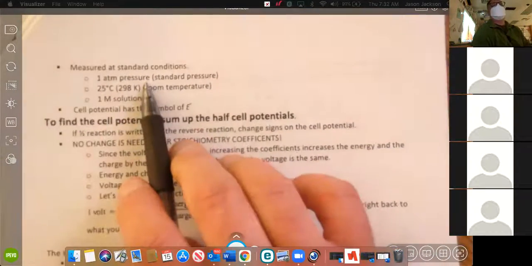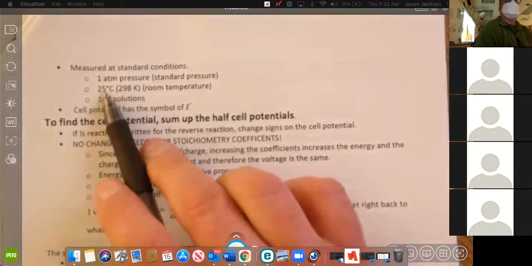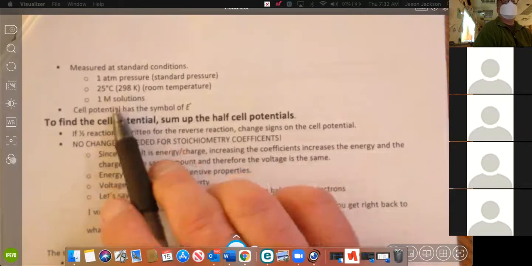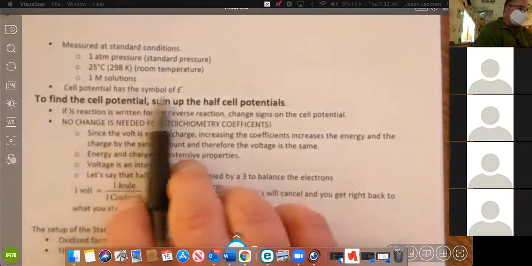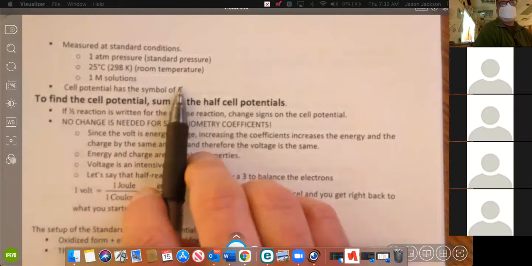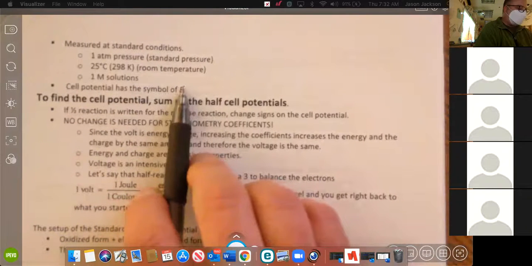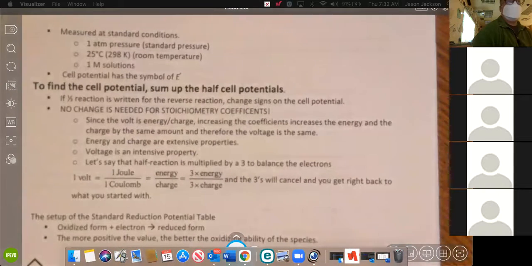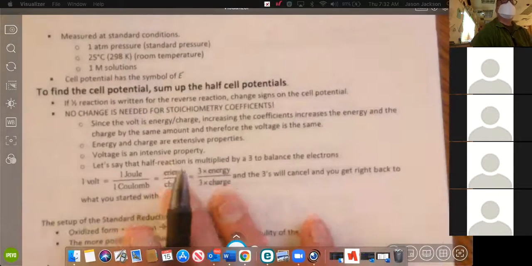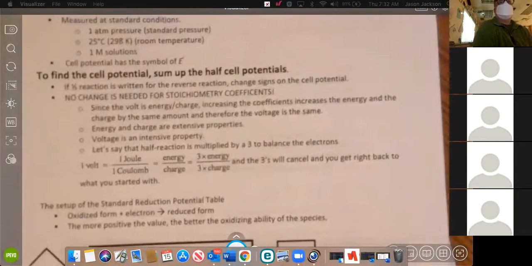Standard conditions are what we are used to: 1 atmosphere pressure, room temperature, and 1 molar solutions. The cell potential has a symbol of E null, that superscripted 0 up there. I don't know if that even translates on the camera. But to find this, you're going to see several different ways.